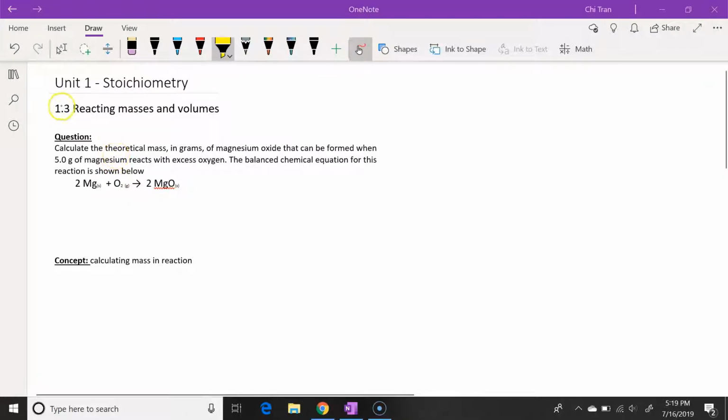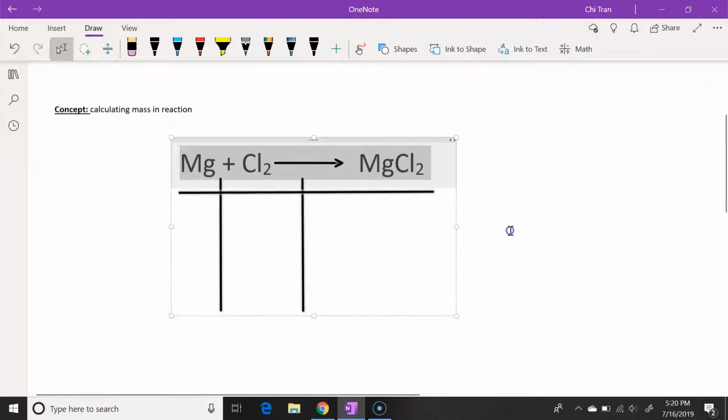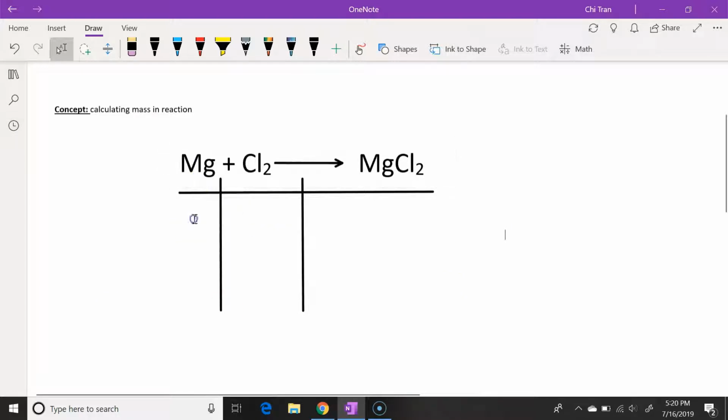This video is about reacting masses and volumes. The keyword in the question is mass of magnesium oxide, and it's given that there's 5 grams of magnesium with excess oxygen. So the concept of this question is calculating mass in reaction. So we're going to be using this equation as an example.